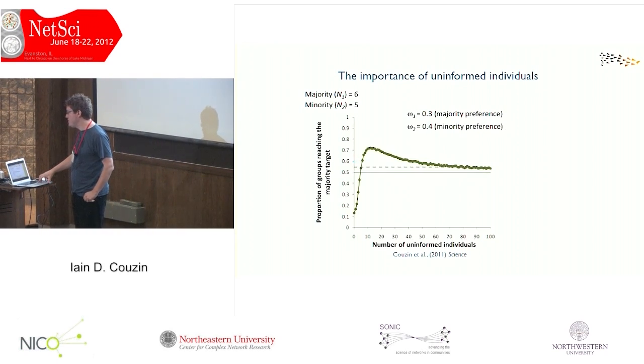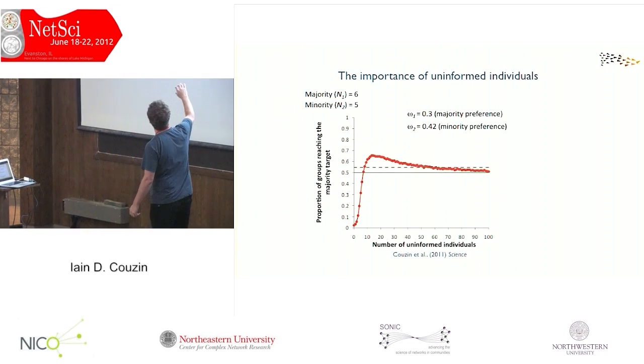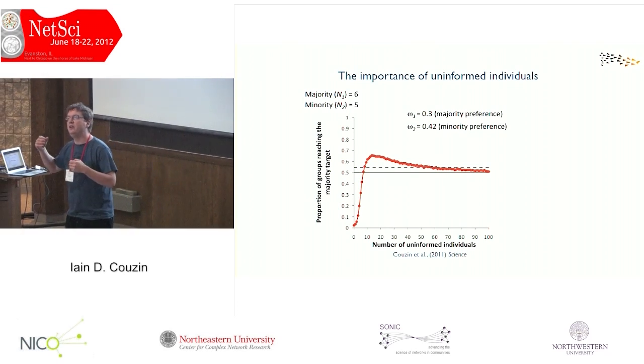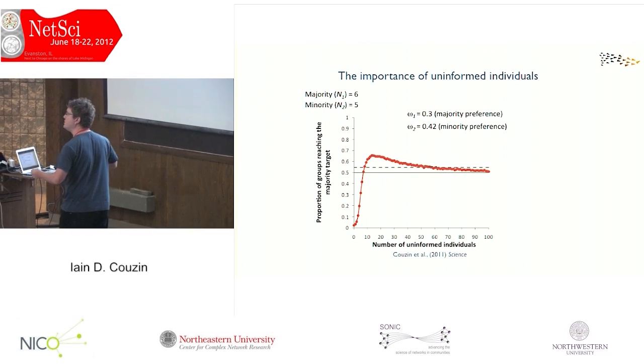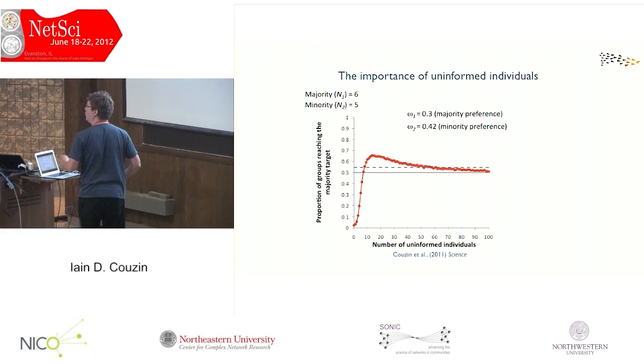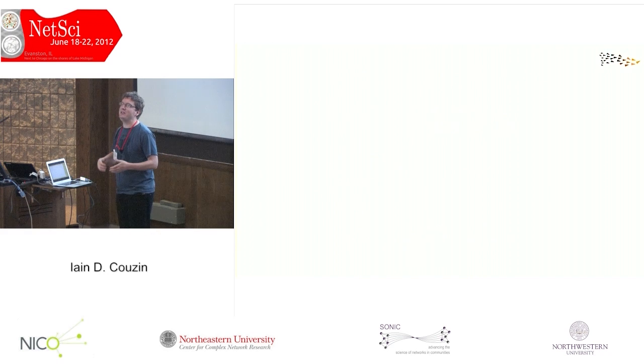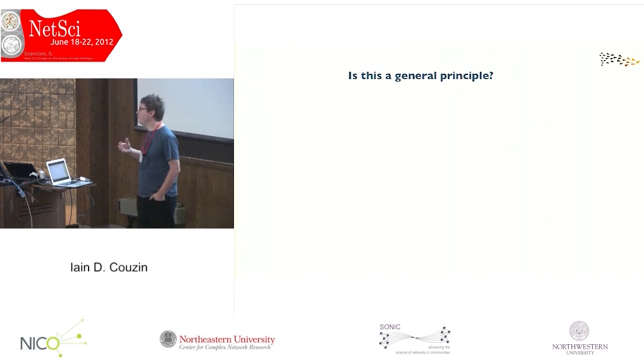And I can increase the minority's preference to make them stronger and stronger. Now, without uninformed individuals, the minority will win almost all of the time. But adding in individuals that don't have strong preferences spontaneously flips control back to the majority. So you may think, well, that's kind of interesting. That maybe tells us something about why we don't have extremist views in animal groups, because it's not a very stable strategy. But have we uncovered something that's perhaps a bit more generic that can relate to other systems?